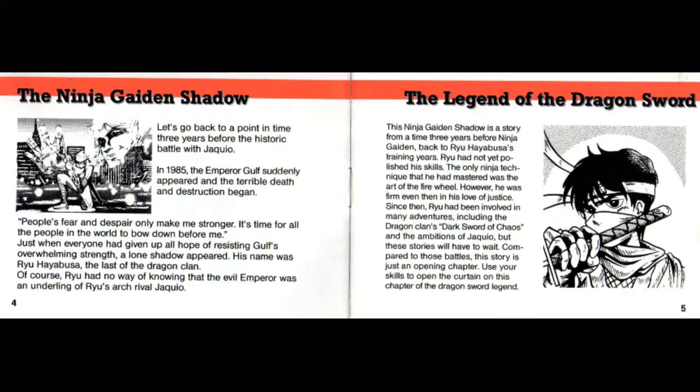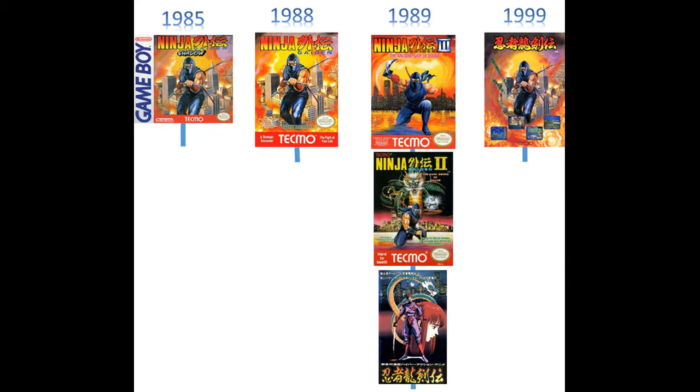Next, we have Gaiden Game Boy, commonly known as Ninja Gaiden Shadow. As in the manual, the game takes place 3 years before the first Gaiden, making it currently the first in our chronology at 1985. Let's stop here and take a look at our current timeline.